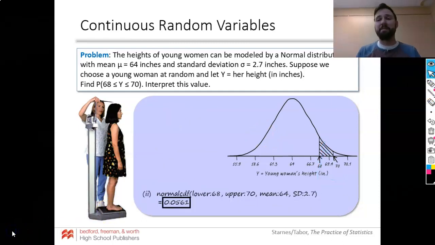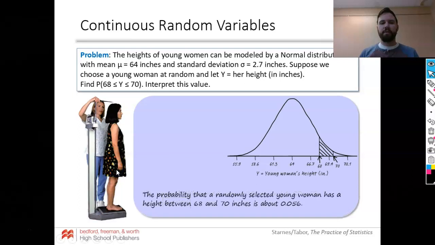They actually did the same thing, and they got 0.0561. And to interpret: the probability that a randomly selected young woman has a height between 68 and 70 inches is 0.056. Don't forget the randomly selected, and have a great day.